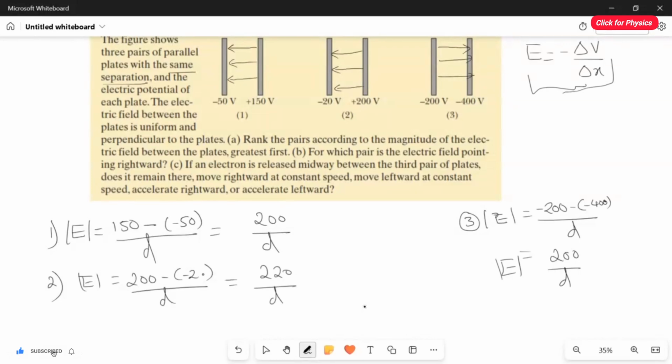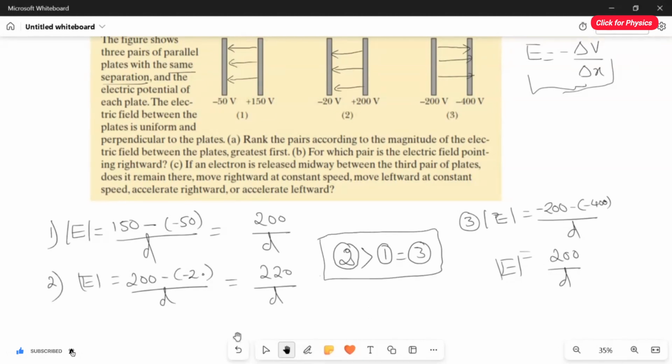Rank from the highest, the greatest first. If you see, the second electric field is the greatest, so the second one has the greatest value. So 2 is greatest, and then 1 and 3 have the same value, so we can write 1 equals 3. So this is the answer for part A.